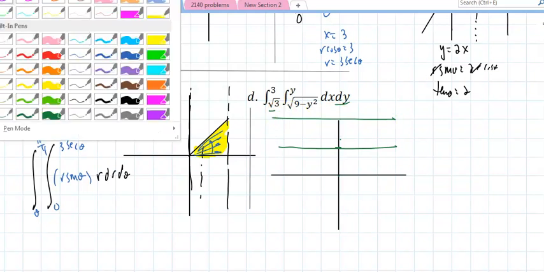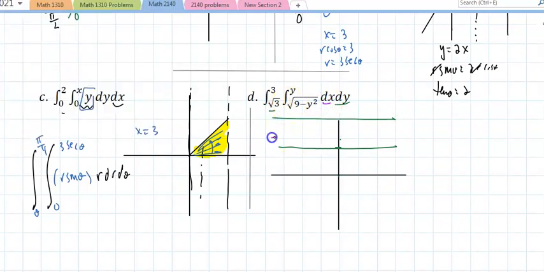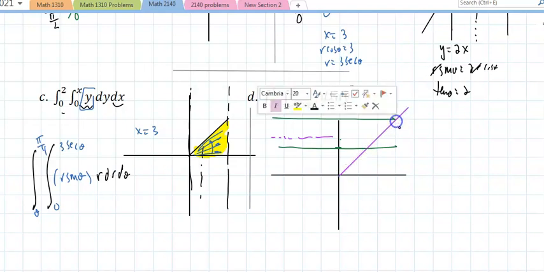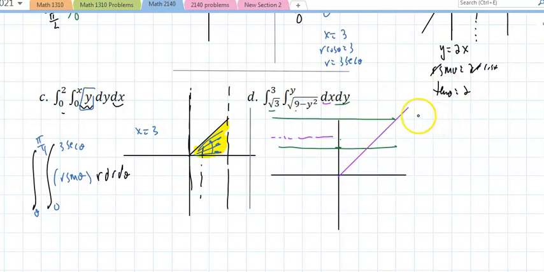and I notice that x runs from y, x equal y, I'm sorry, x equal positive, so x equal the square root of 9 minus y squared, a circle with a diameter of 3.